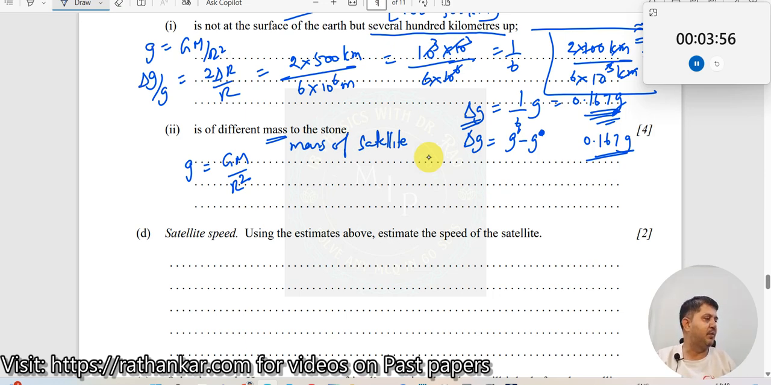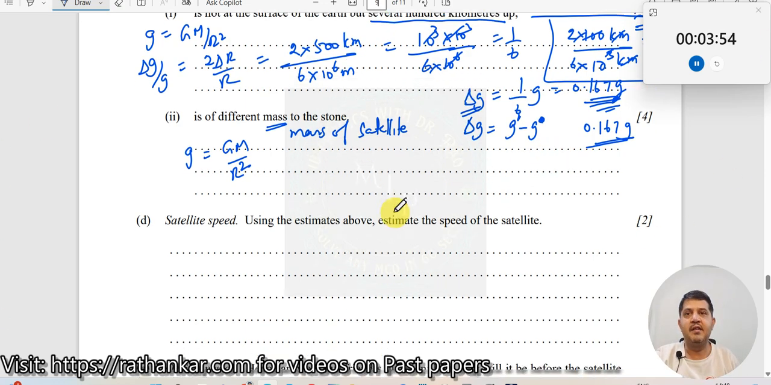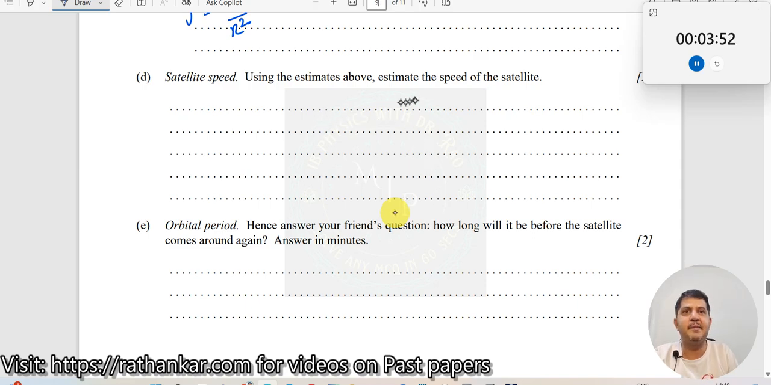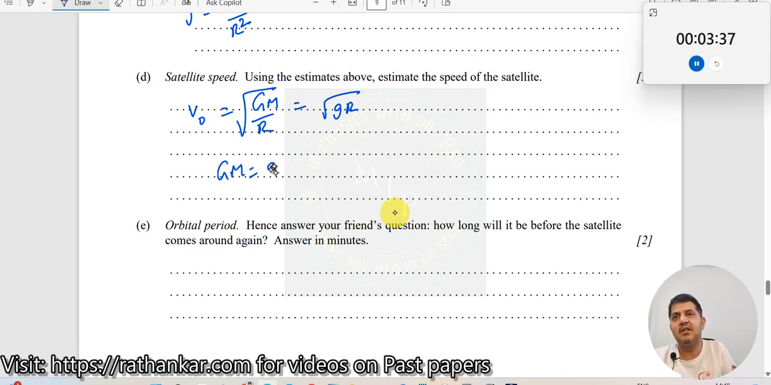Okay, now next one, satellite speed. Estimate the speed of the satellite. How do you estimate the speed of the satellite? The speed of the satellite is given by the orbital speed, which should be equal to the square root of GM by r, which can also be written as the square root of g into r. Okay, GM is equal to g r square.